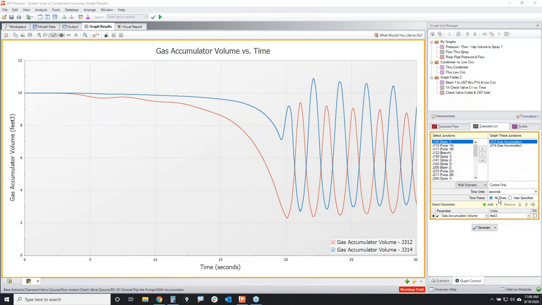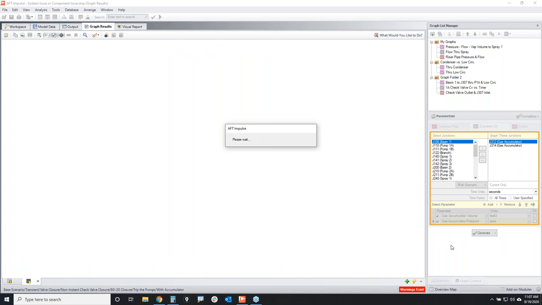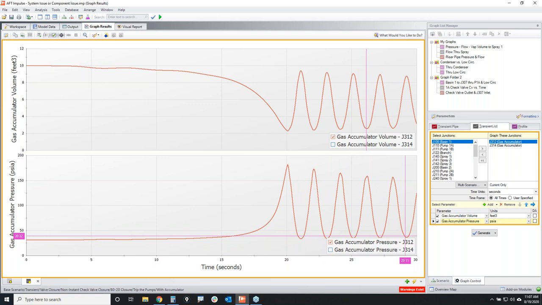You can also add on the pressure as well, which is essentially the opposite for each of them. If I just turn on one of them, you can see how when the volume goes down, the pressure goes up, and they're opposite of each other. So these accumulators are doing their job of suppressing surge in the system.